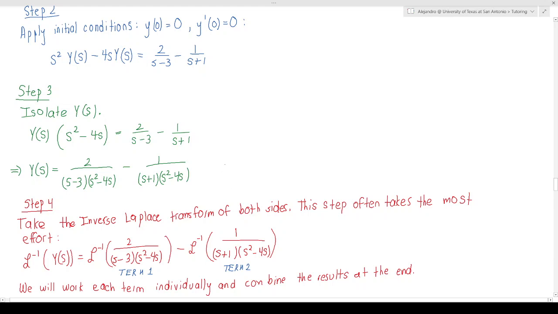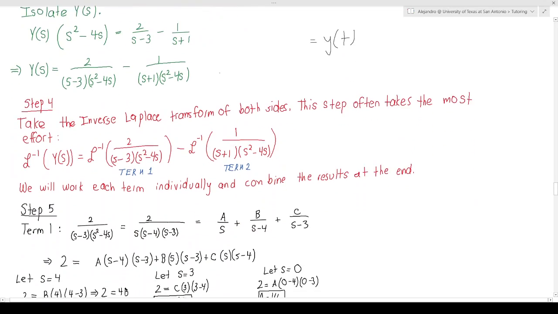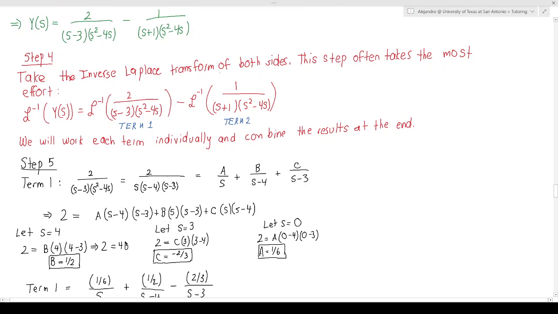Now, it's important to realize that the inverse Laplace transform of big Y of s is y of t. And that's what we want. We're looking for y of t, that is the solution to the ODE. So, in fact, the next steps, although they're not going to be so simple, once we find the inverse Laplace transform, we're actually done with the problem. And so this is the beginning of step 4.